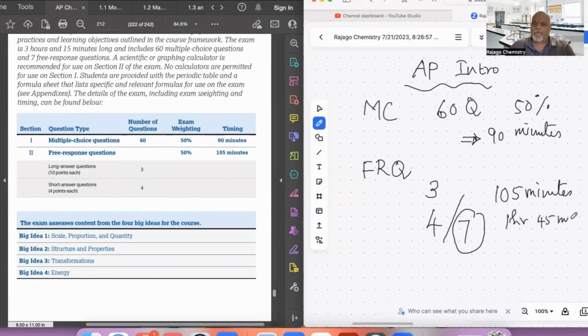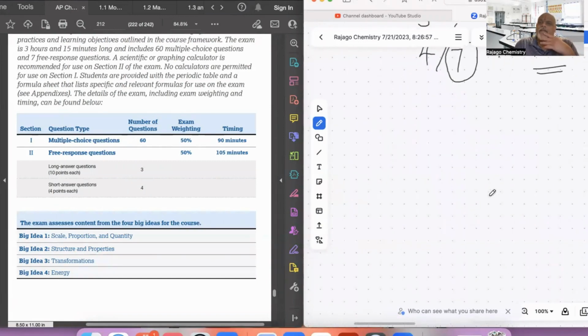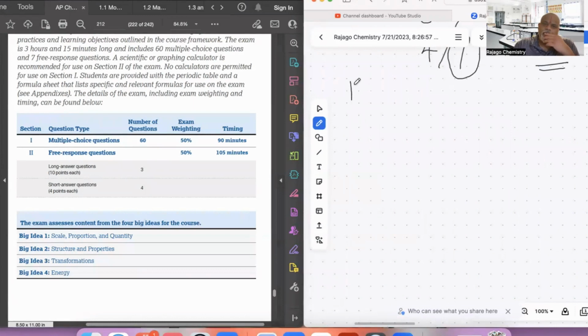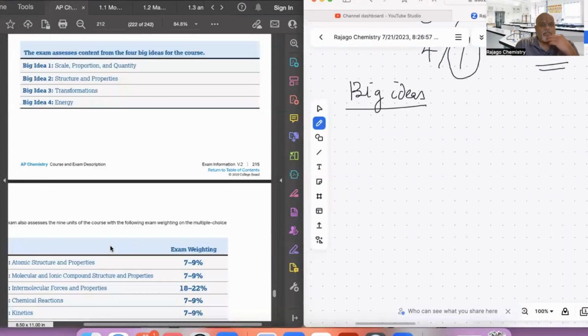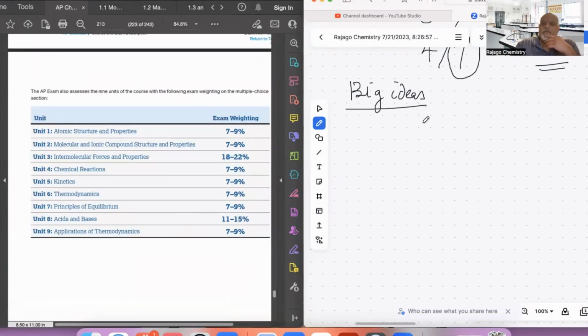So you have a very long exam to take, and you have to be aware of this first. Earlier, several years back, AP chemistry used to have big ideas, with several things as given here. Then we transformed these big ideas into units. The big ideas became units. So how many units do we have now? We have 9 units now, and all the teachers around the United States have to finish these 9 units.